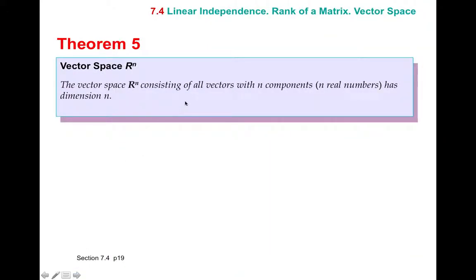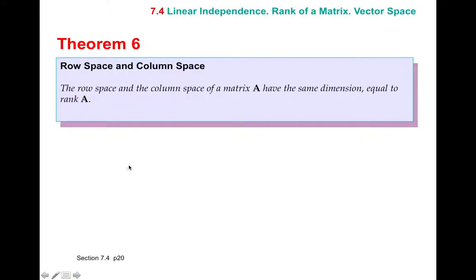Okay, finally, Theorem 5 says that the vector space R sub n, and this is just a way we denote a vector space, consisting of all the vectors that have n components, has dimension n. So we often talk about n-dimensional space. And then Theorem 6: the row space and the column space of a matrix A have the same dimension, and that dimension is equal to rank A.